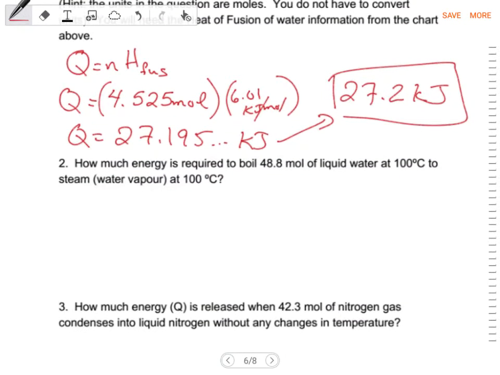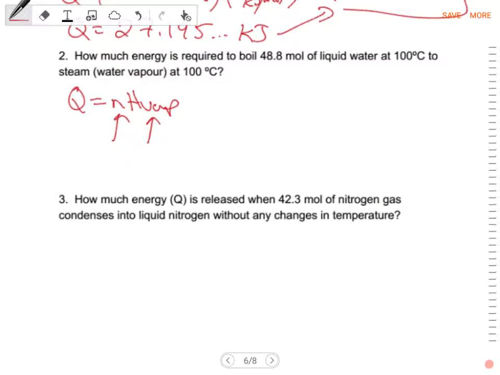Same thing here. Number 2 is very much the same, except the only difference here, you're going to use Q equals N H of vaporization, use a different value. See, they've given you your moles. You would figure out this value for water and go from there. Now, I'm not really seeing too much of a change here.